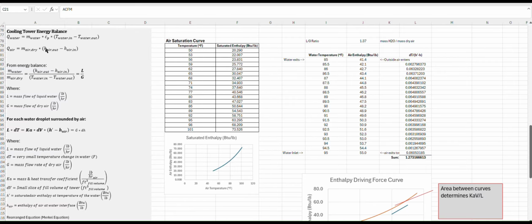Those are our two main energy balance equations, for your water and air. And the next step that we're going to do is we're going to simply take these equations, which are equal to each other.